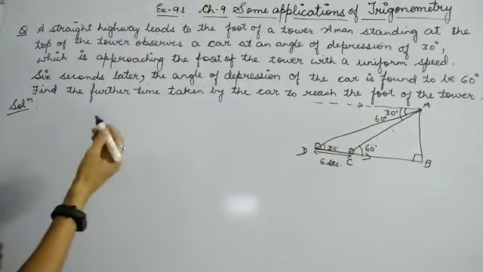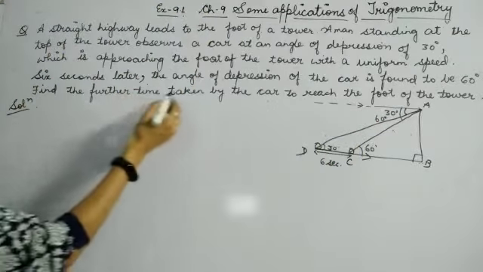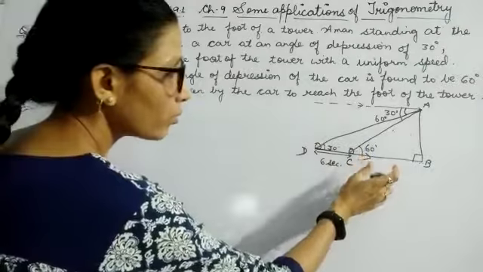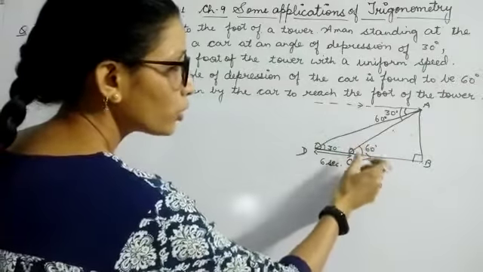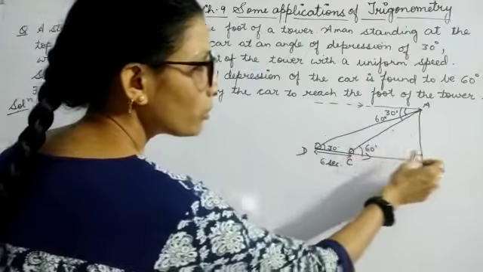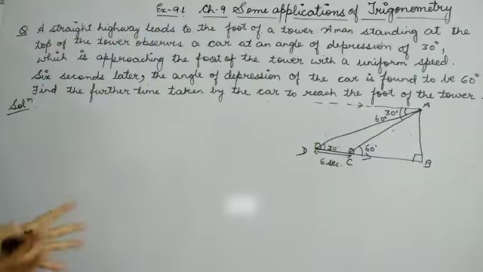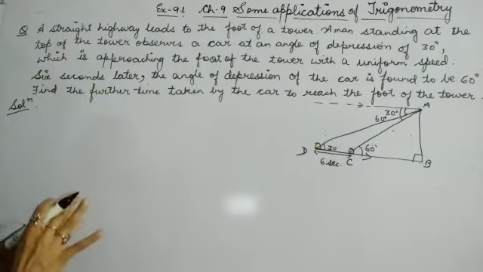Okay. Now what do we want to find out? Find the further time taken by the car to reach the foot of the tower. We need to find out how much time this car will take to reach point B. Okay. So what do I have to do? I have to simply go with my previous rule only.